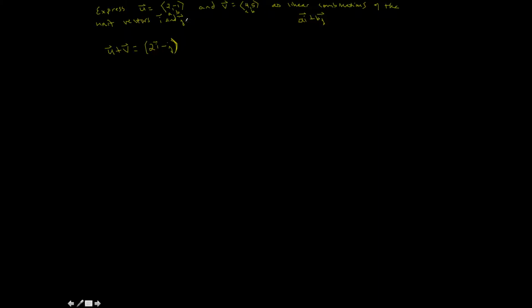That should be a parenthesis. Both of those should be parentheses. Alright, plus, now convert vector v the same way. So this is going to be 4 times vector i plus 5 times vector j.